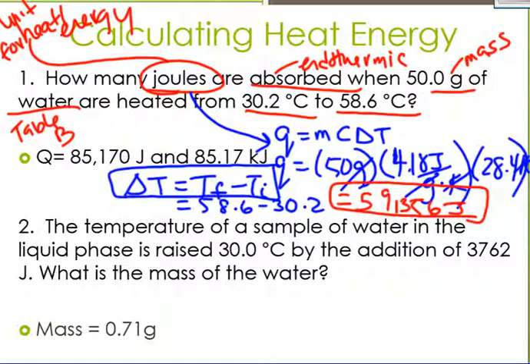Next problem. The temperature of a sample of water in liquid phase is raised 30 degrees Celsius. Okay, so let's set up our equation. We have Q equals MC delta T. A couple things that we need to keep in mind. They want to know what's the mass, so mass is going to be our X. Okay, so let's plug in what we know.